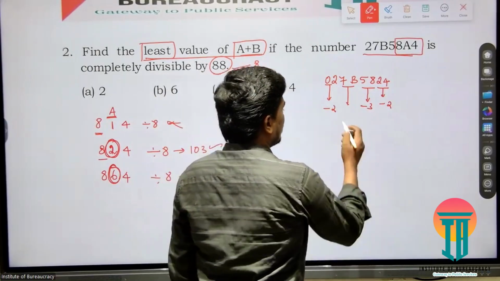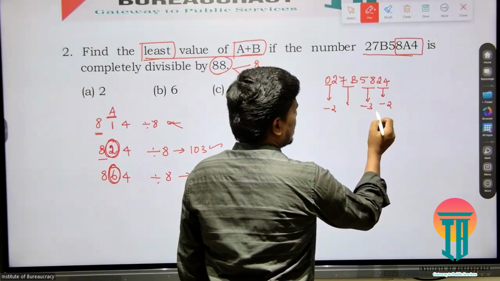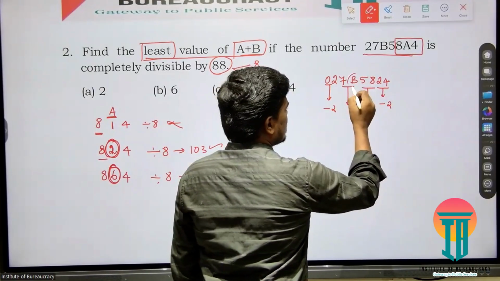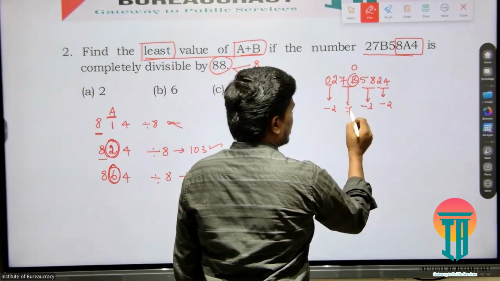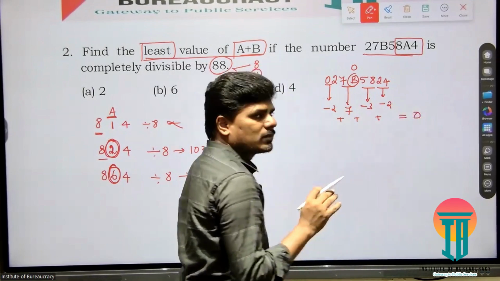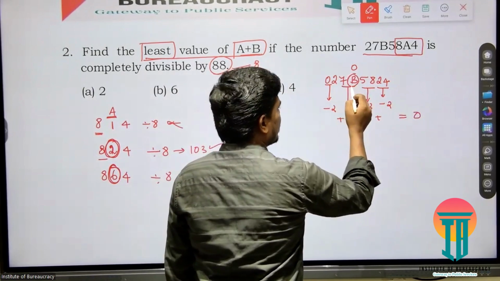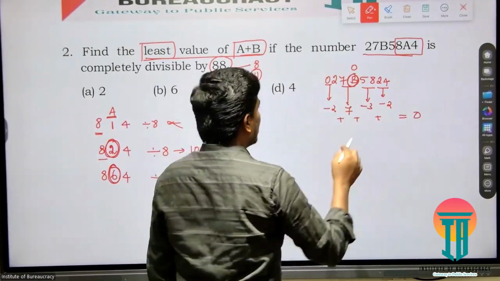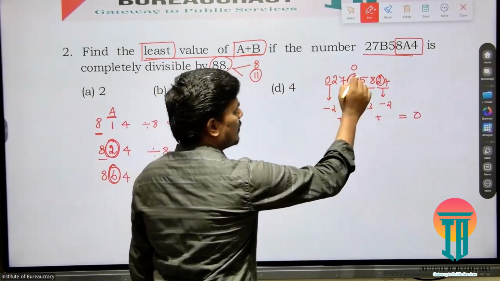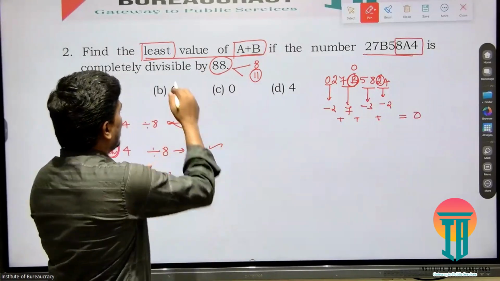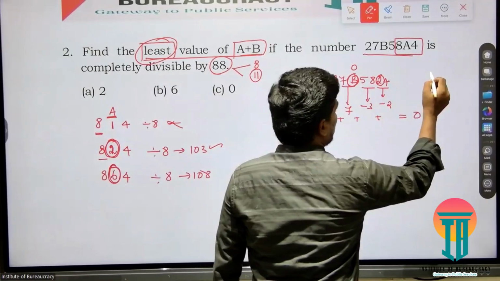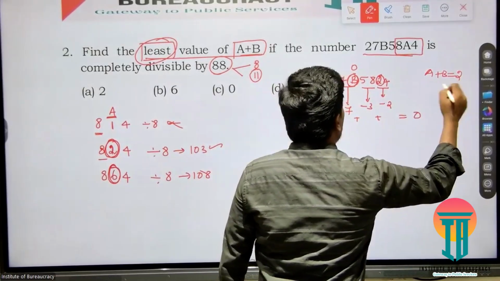Now in order to, here we have -5, then -7. If I put 0 here, the difference is going to become +7. Then if you add all, it's going to be 0. So one of the possible values for B is 0, and A is 2. This is one possible value. The other possible value is also there, but they are asking for the least value, and they are asking for A plus B. Here A is 2, B is 0, so A plus B is going to be 2.